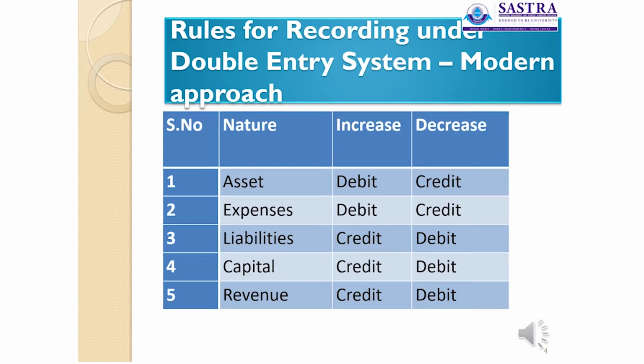Then capital. When capital is increased, it is credited. When capital is withdrawn, it is debited. So when capital is increased, it is credited. When capital is withdrawn or decreased, it is debited.